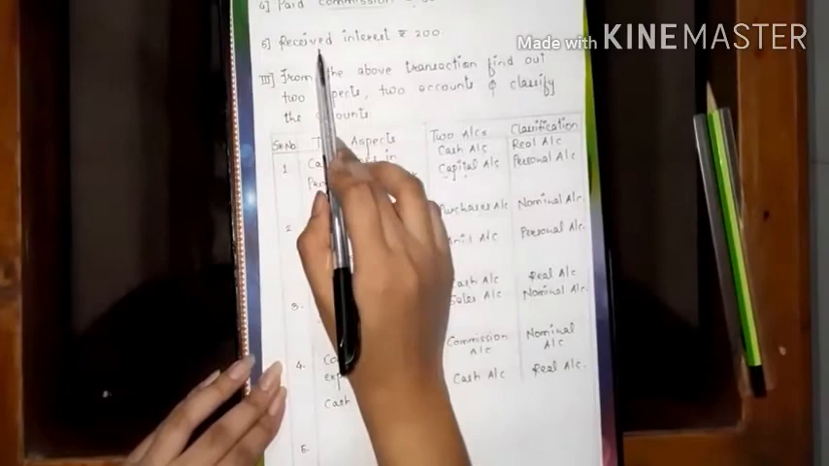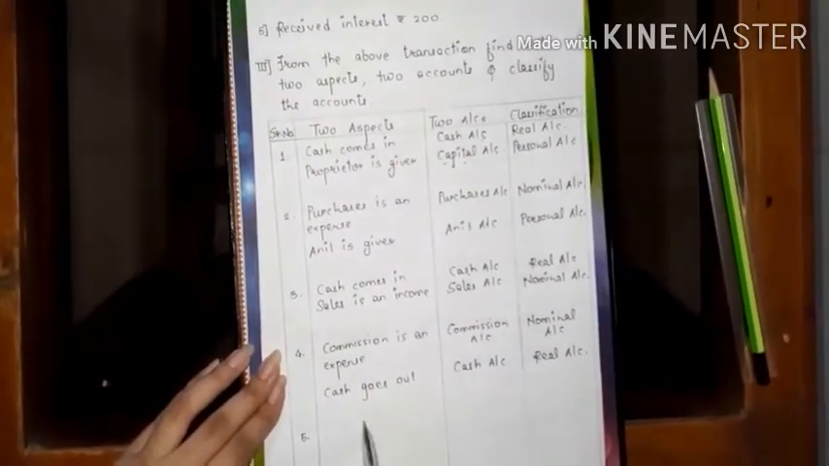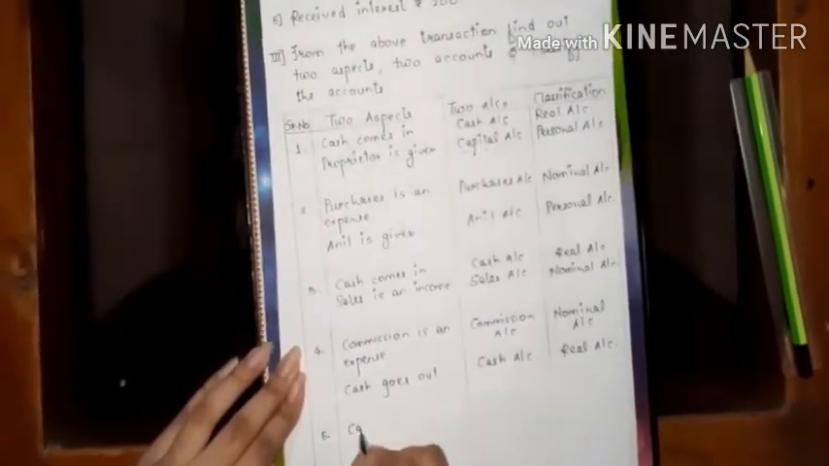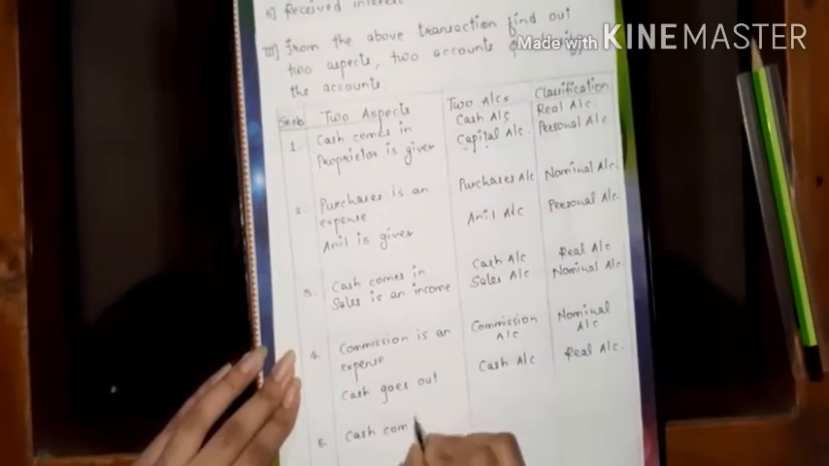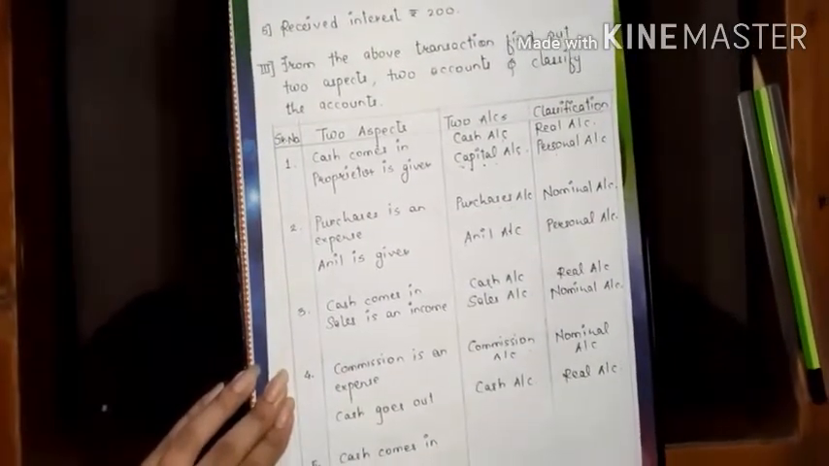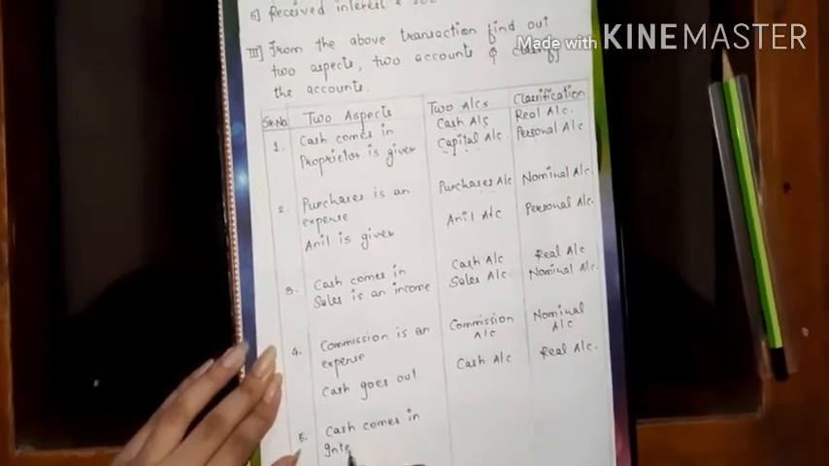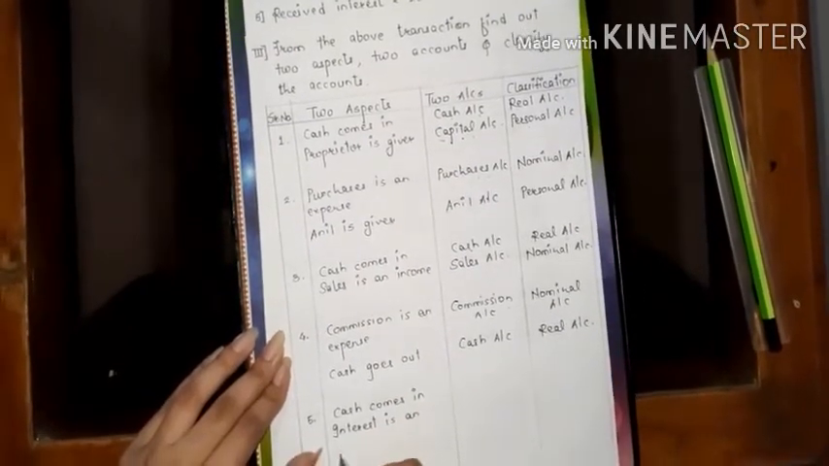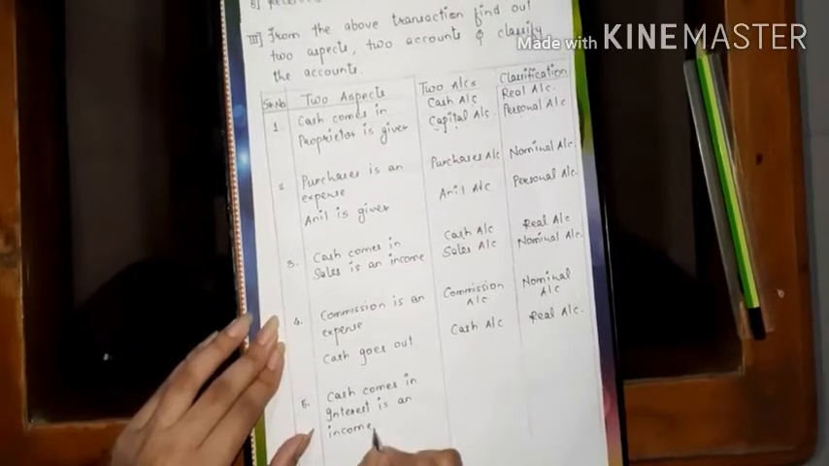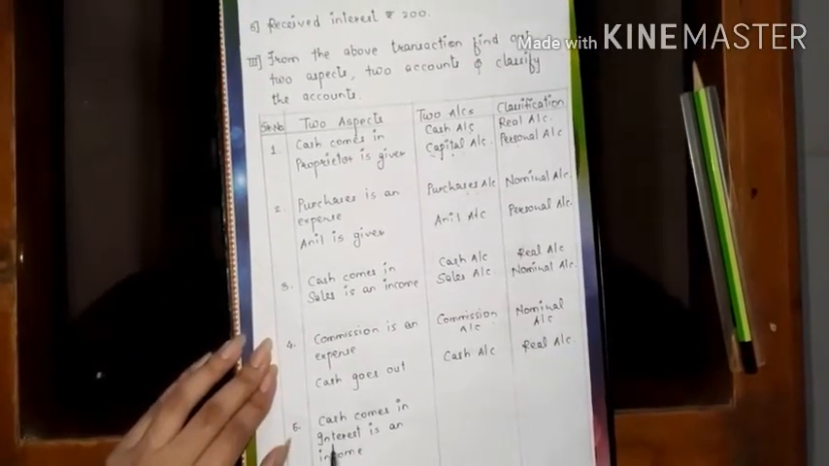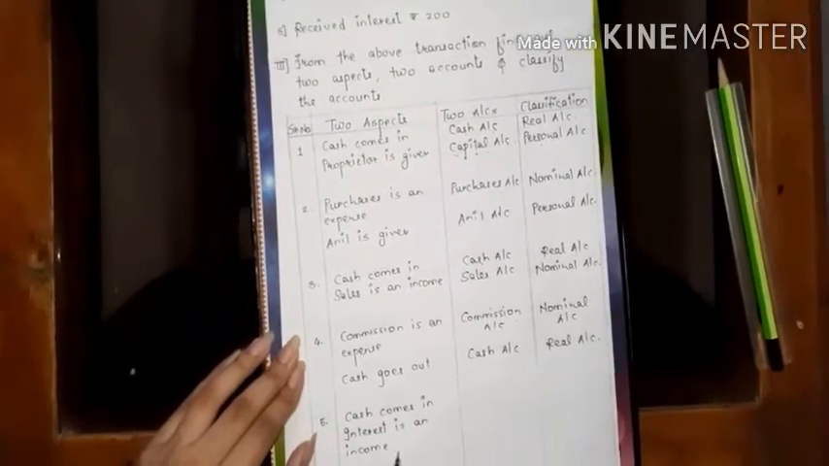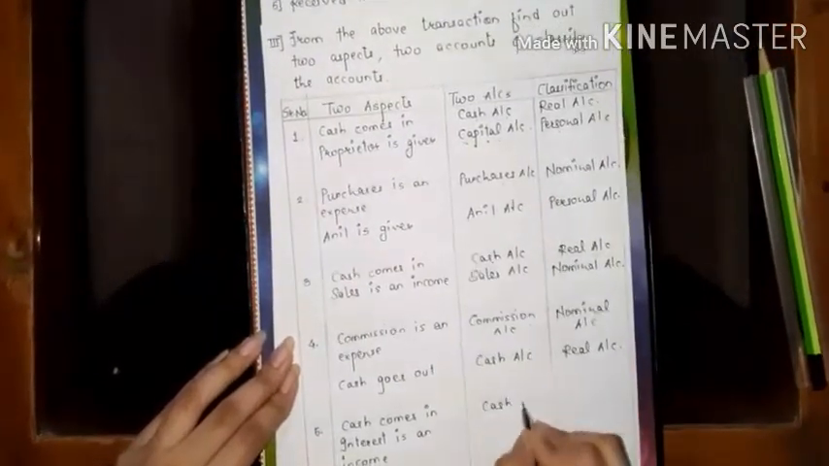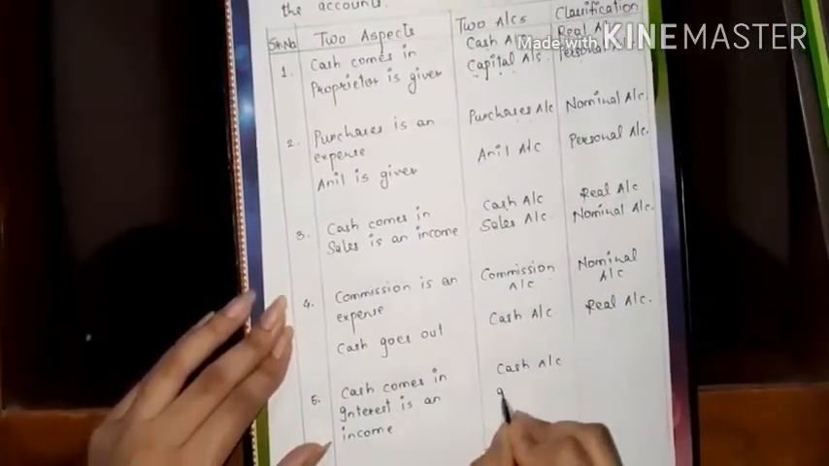Last transaction, received interest rupees 200. Now this is our income. We have already seen the two aspects. We have got cash comes in through interest, and interest is an income. We have received income in the form of interest. For example, if you have made investment in some company or in any bank, we always get interest on that investment. So here we have received it, so it is our income. Now two accounts, cash account, first is this and another is interest account.